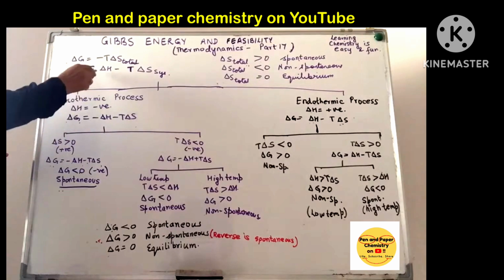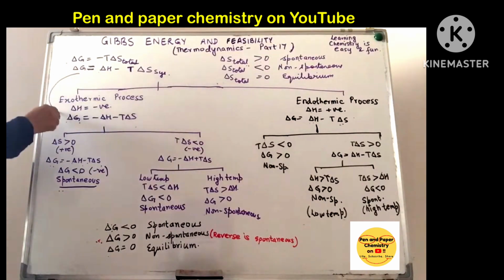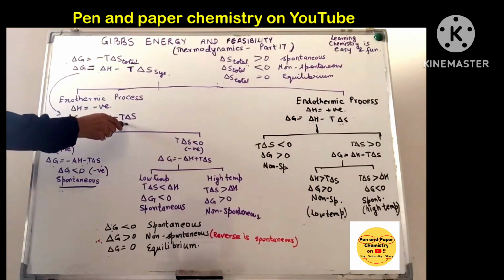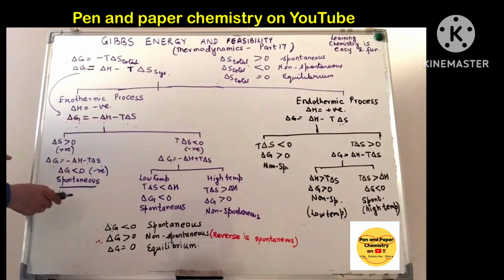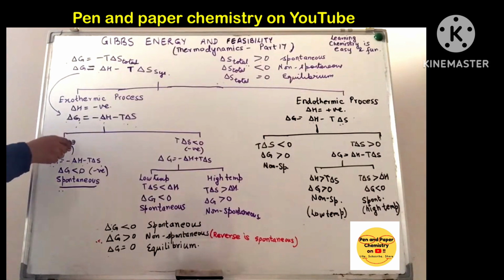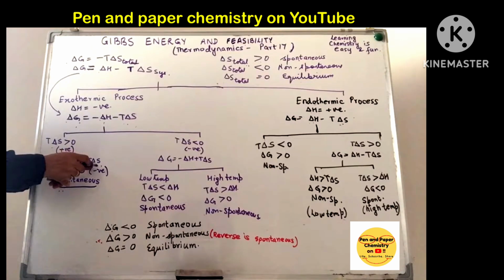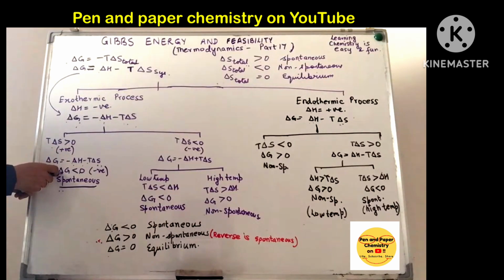Delta G is equals to, now this equation of mine gets modified to become delta G is equals to minus delta H minus T delta S. Here either delta H can be greater or T delta S. If my T delta S is a positive value, that means it is greater than 0. So delta G is minus delta H minus T delta S. This particular reaction becomes spontaneous. Delta G is less than 0.